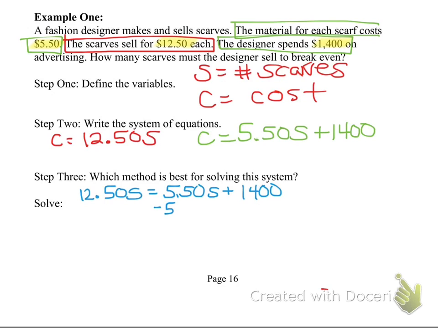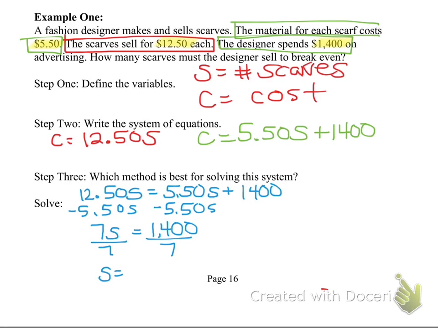So I'm going to subtract 5.50S on both sides. Okay, so 12.50 minus 5.50 gives me 7S. That equals 1,400. I'm going to divide by 7 on each side. So the number of scarves this fashion designer is going to need to sell is 200. So 200 scarves.